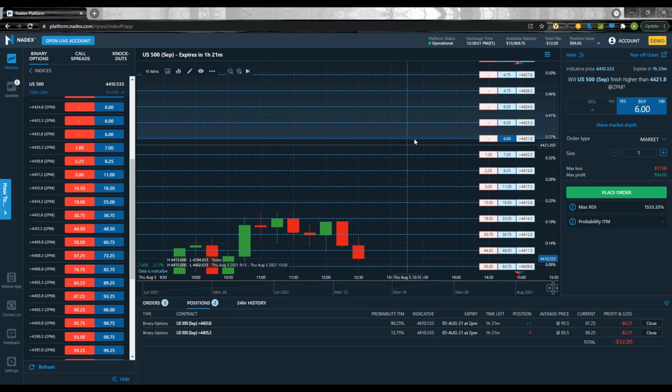So it's not necessarily better or worse to hold it to the end. There's just different scenarios where you'd want to hold it to the end of the contract or hold it to expiration versus selling out early. And I hope that all makes sense.